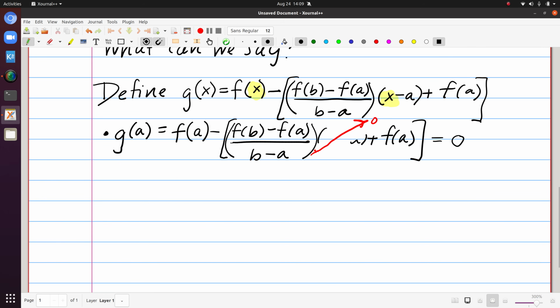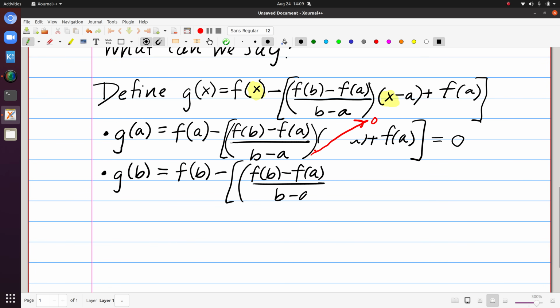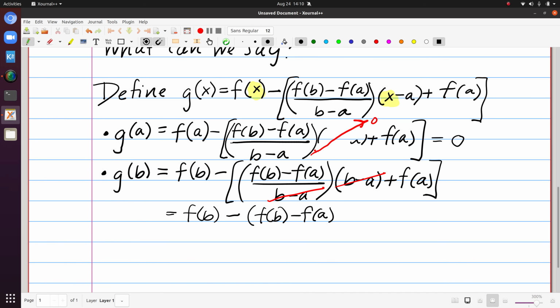Let's consider the same thing, but now let's plug in b. So coming back to g, I'm going to plug in b once again for the two places where x shows up. I get f of b minus the constant times b minus a plus f of a. Now in this case, what I can do is cancel this denominator with this multiplier. And then if we're careful in distributing the negative sign, let's see what we have left. We have f of b minus f of b minus f of a.